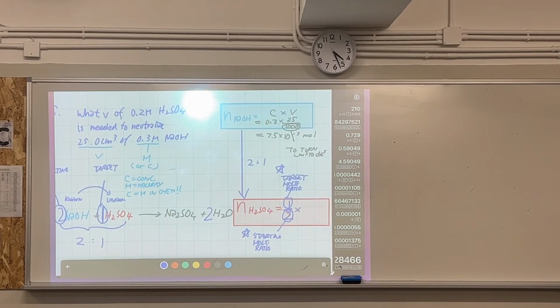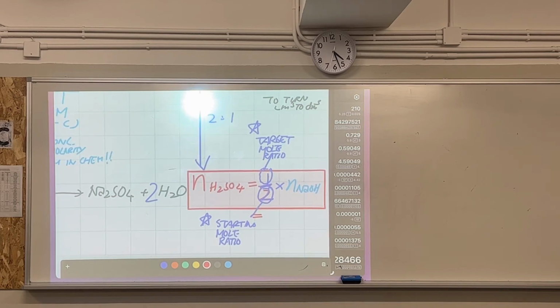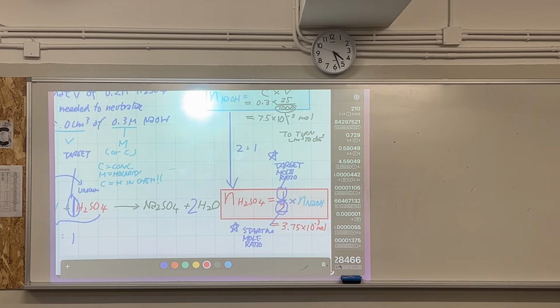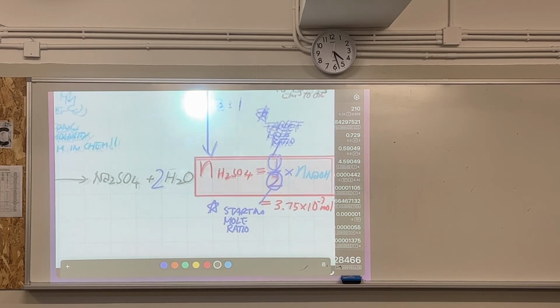And then you multiply by the mole of NaOH, which you just found to be 7.5 times 10 to the power negative 3. So type it on the calculator. What does it give? When you divide 7.5 times 10 to the power negative 3 by 2, you get 3.75 times 10 to the power negative 3 mole. We are not done, but we are getting there. What is the volume? How do you find volume? If this is how you find mole, if n is equal to CV, how do you find V? n over C. Right.